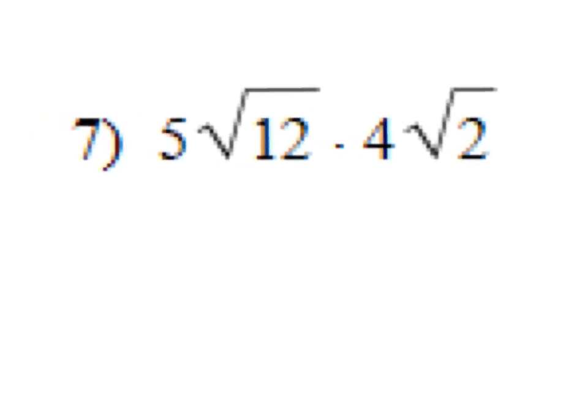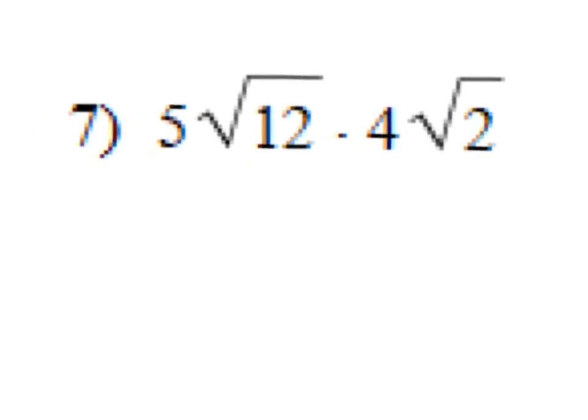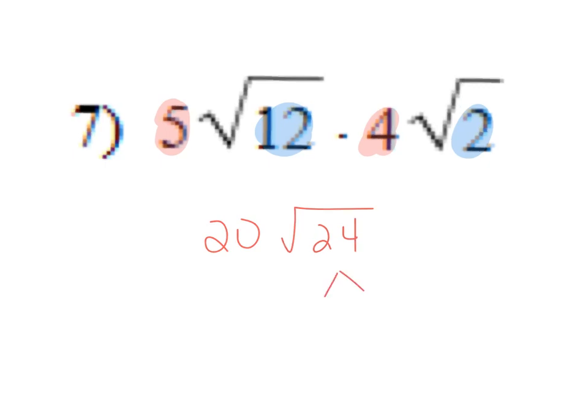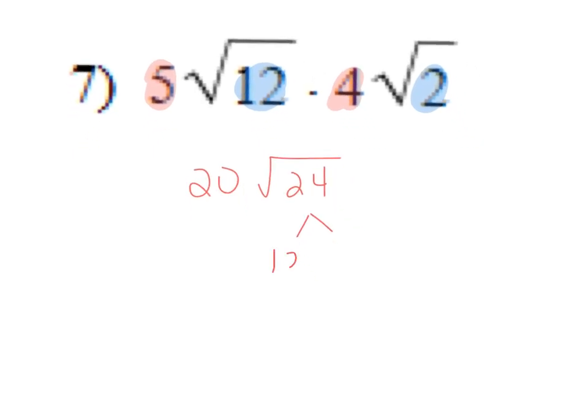Okay, so number 7, again, outside numbers multiply with other outside numbers. So the 5 and the 4 are going to multiply together to get 20. Okay, then the inside numbers, 12 and 2, are going to multiply together to get a 24. Okay, so now we break down your 24. Doesn't matter what you break it into. I'm going to go ahead and leave it as 12 and 2 since that's what they gave us.